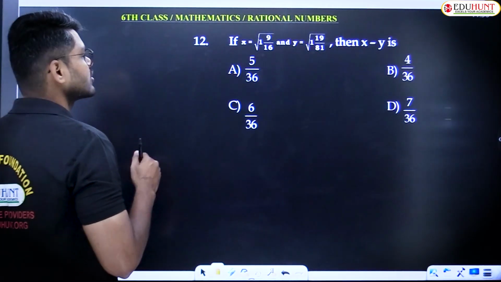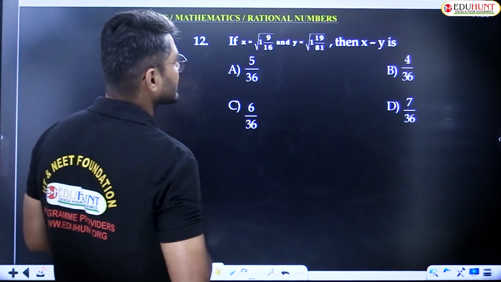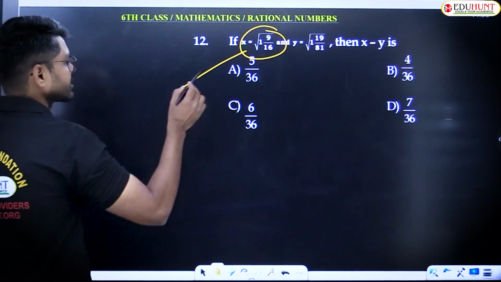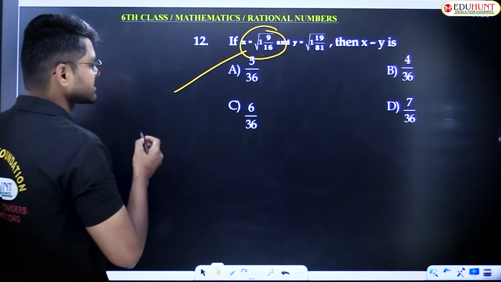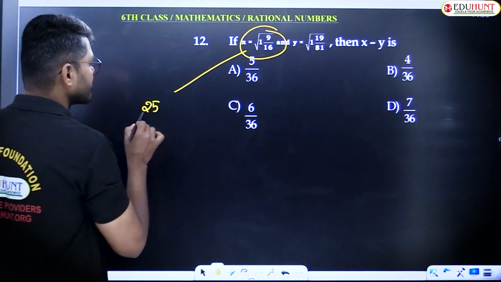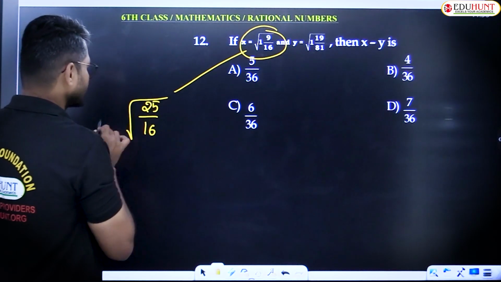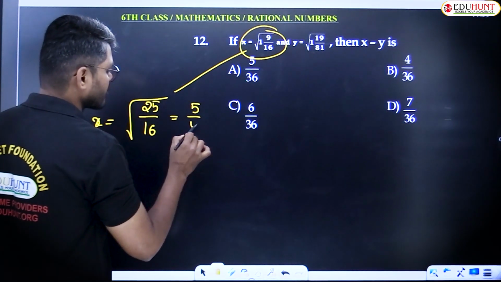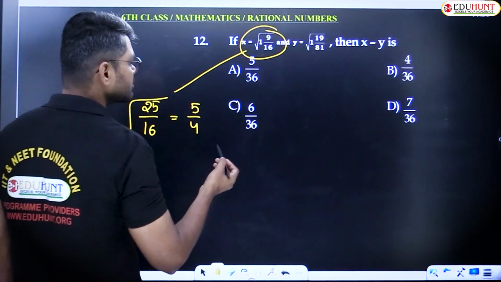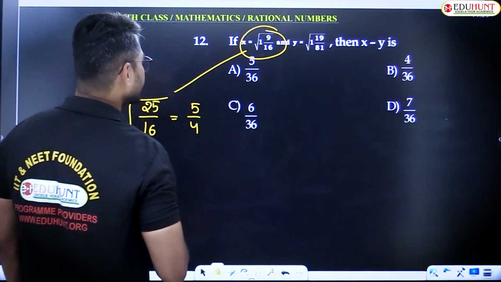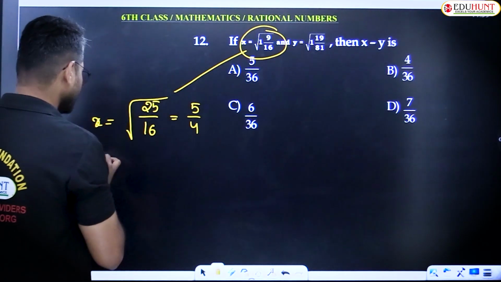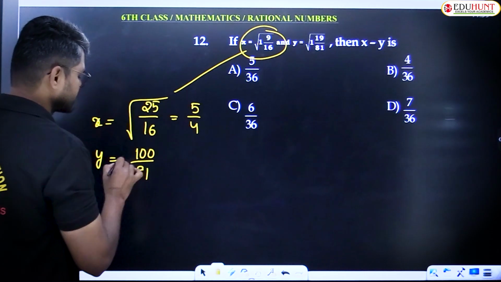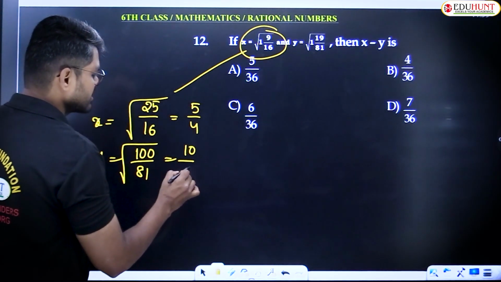X is equal to square root of 1 9 by 16 and y is equal to square root of 1 19 by 81. Then x minus y is equal to. First find the square root of this number. 16 once 16, 16 plus 9, 25 by 16. Square root of this is the x value, 5 by 4. And y value: 81 into 1 is 81, 81 plus 19, 100. Y is equivalent to 100 by 81, which is 10 by 9.